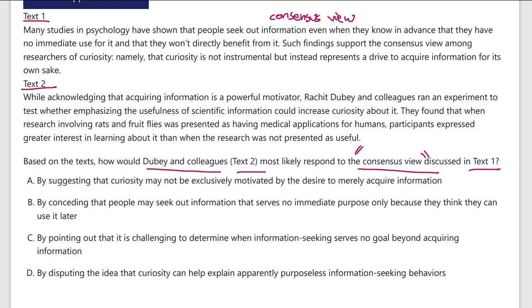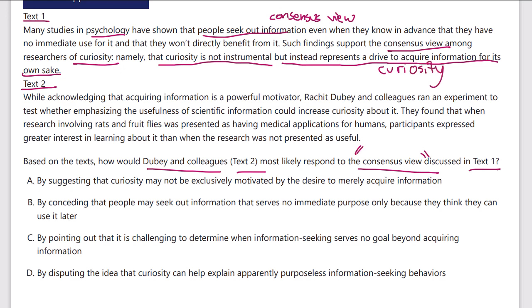Okay, many studies in psychology have shown that people seek out information even when they know in advance that they have no immediate use for it, and that they won't directly benefit. So why would they want to seek out that information? Okay, that's curious. Such findings support the consensus view among researchers of curiosity, namely that curiosity is not instrumental, but instead represents a drive to acquire information for its own sake. So they kind of define what curiosity is. The consensus view is that curiosity is driven basically for its own sake, right? It's not so much to get an answer to a question, just people are naturally inclined, I guess, to be curious.